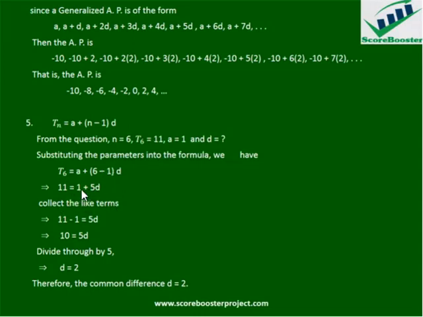So collect the like terms. We move 1 to this side. We have 11 minus 1 equals 5D. 11 minus 1 is 10, equals 5D. So to make D the subject of the formula, we divide through by 5, and we have D equals 2. Therefore, the common difference of that particular arithmetic progression that has a 6th term of 11 and the first term of 1 is 2.